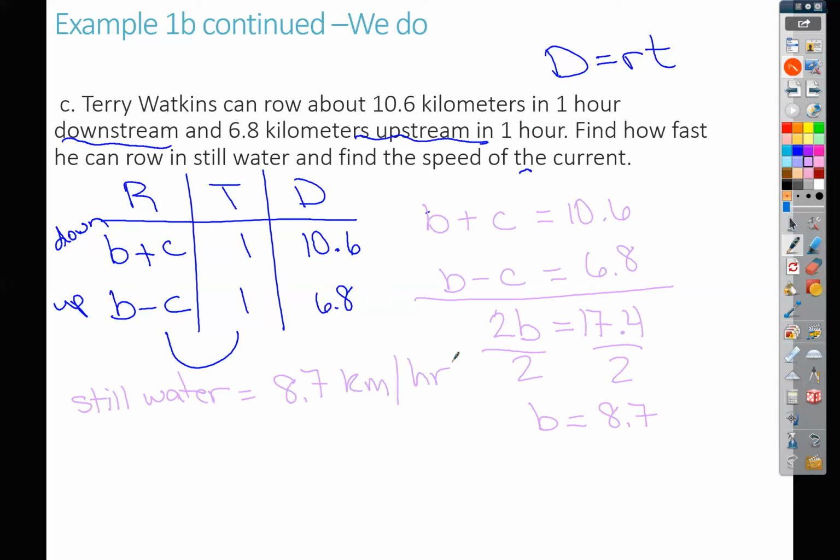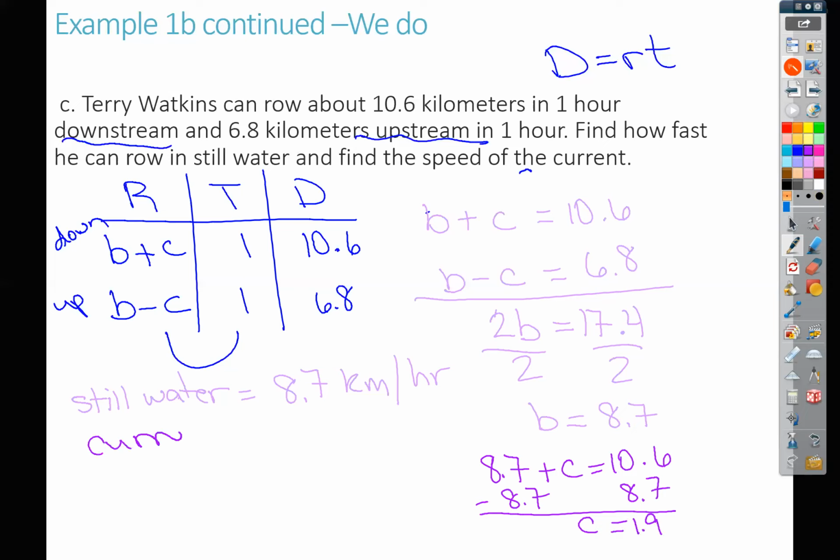So to find the speed of the current, we just plug in the B in either equation. I'm going to plug it in this top one. So I have 8.7 plus C equals 10.6, and subtract 8.7 from both sides, I get the speed of the current is 1.9. So I would say the current is 1.9 kilometers per hour.